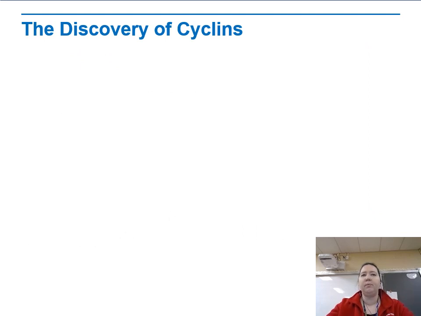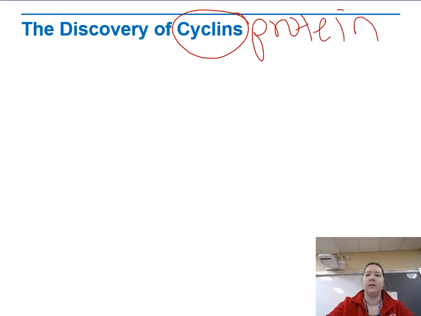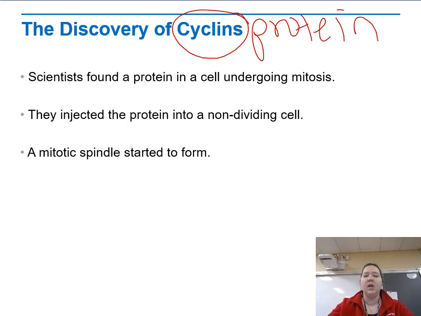One of the major regulators, and this is actually a protein, were cyclins. So scientists found a protein, and what they ended up finding was that it was in a cell that was undergoing mitosis. It was undergoing cell division. They didn't know what this protein did, so they ended up putting it in a cell that isn't dividing. And then what they noticed is that a mitotic spindle started to form.